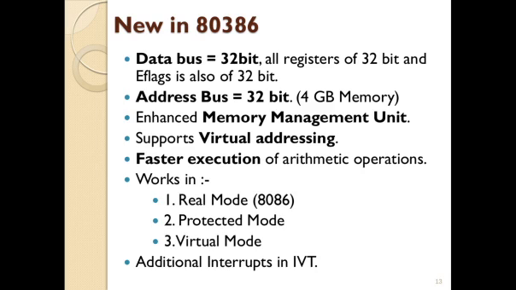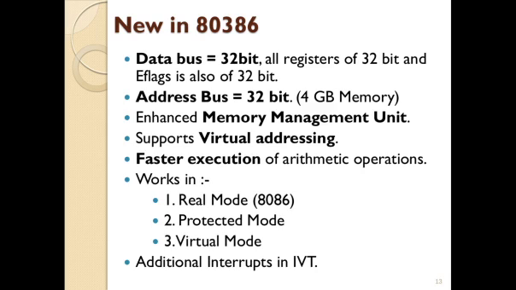In this video we will see the introduction of 80386. 80386 is a 32-bit processor. It is a descendant of 80286. 80286 is a 16-bit processor. 386 is the first 32-bit processor developed by Intel.